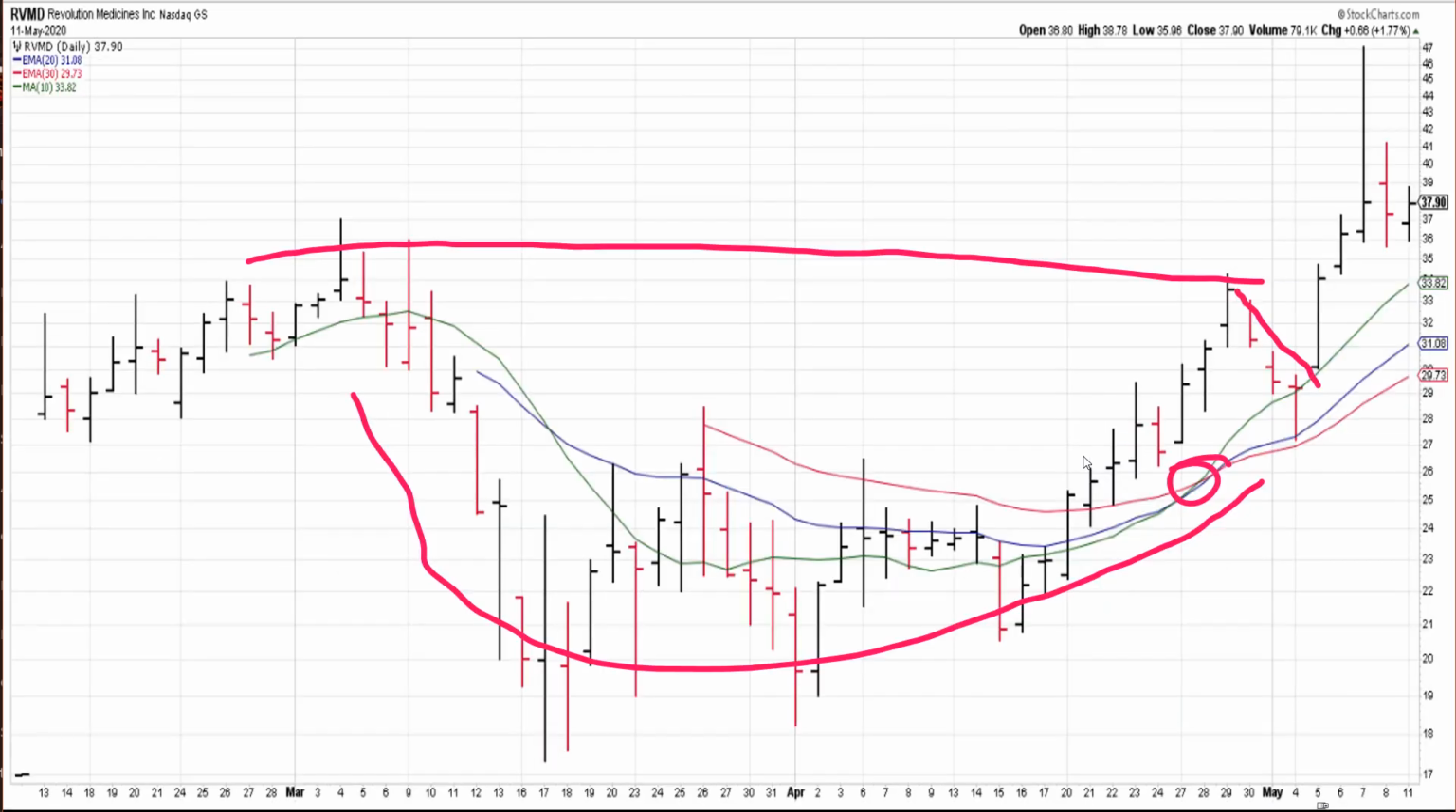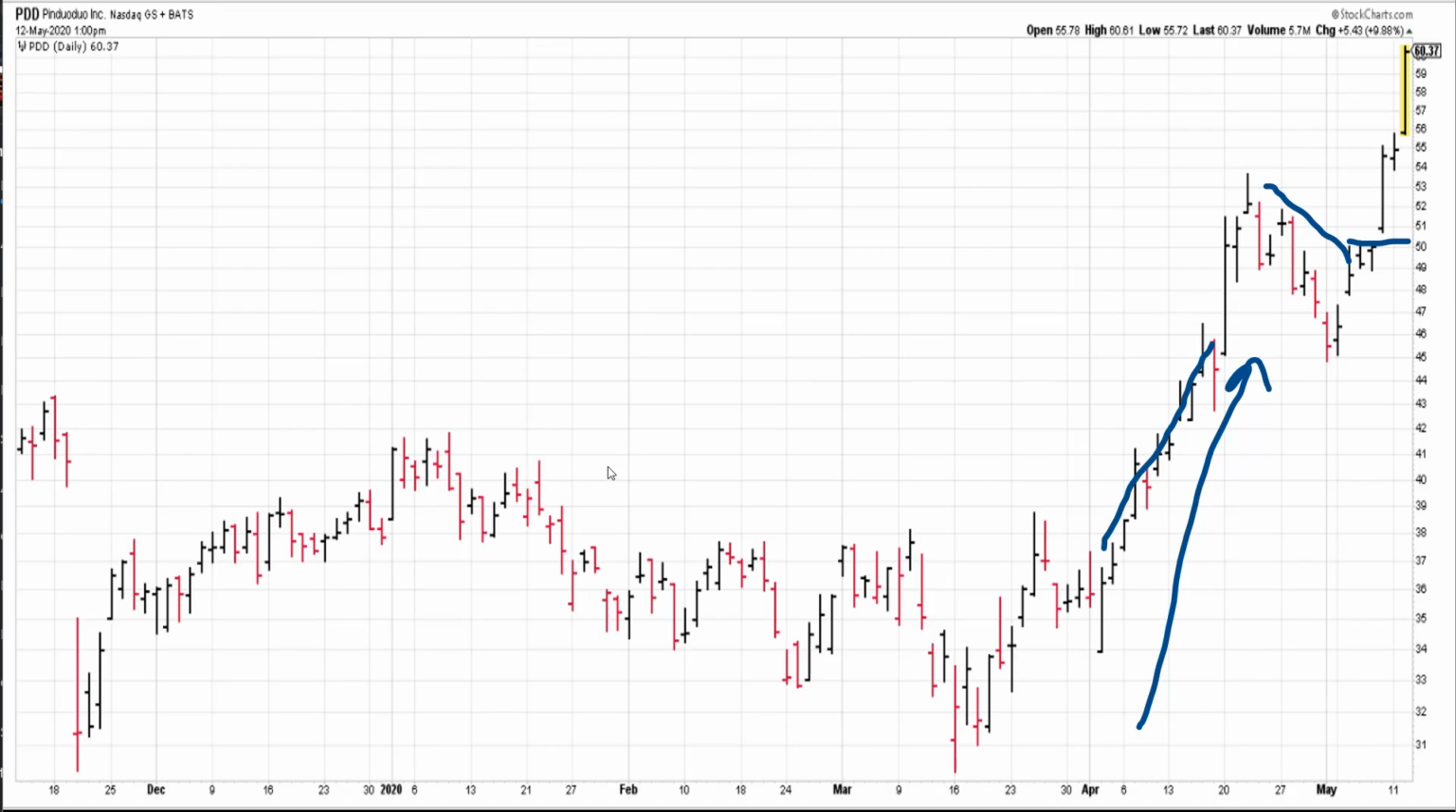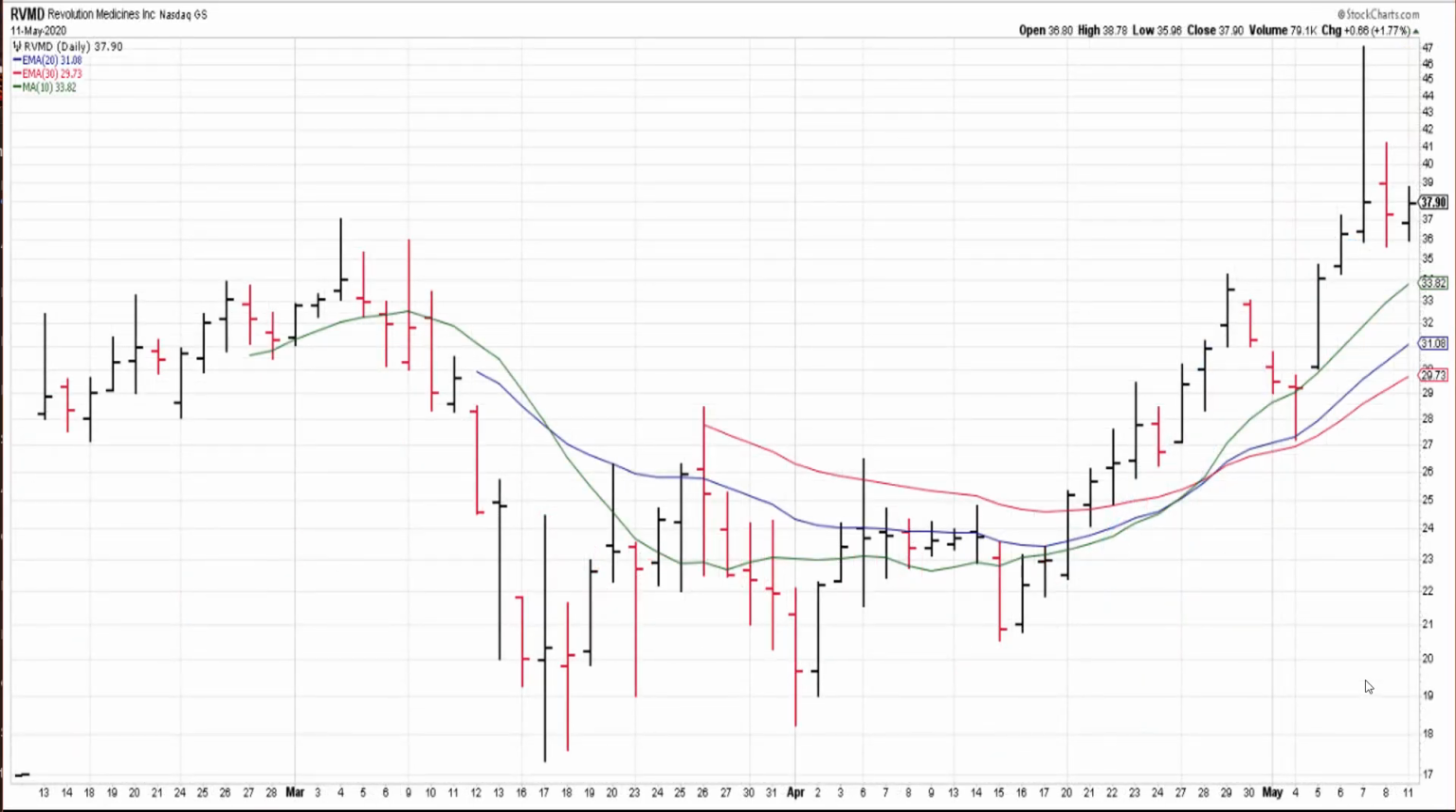So that's PDD. Another one that I missed, which was obviously a bit of a bummer, was RVMD. And again, I'm showing you these to help me become a better trader and to help you possibly see some of the things that I might be seeing or help you catch these on your own.